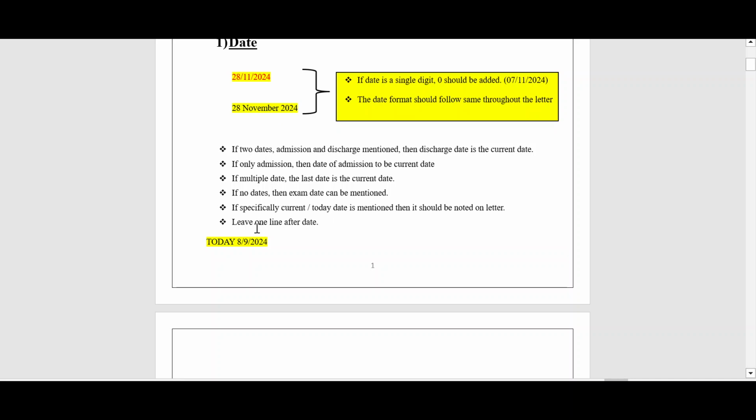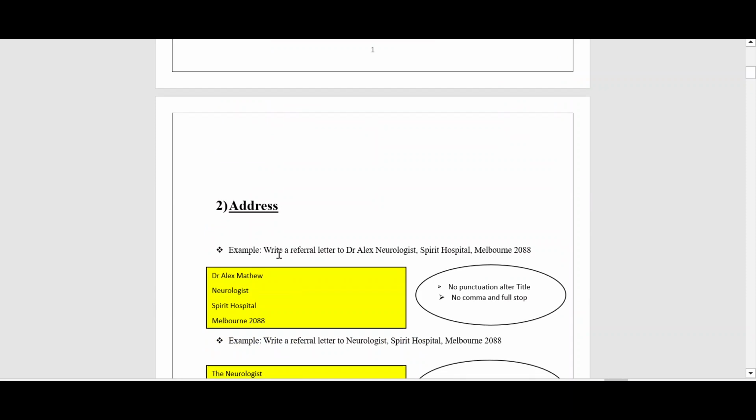But most of the time the exam always gives today's date, which is the date for the letter writing. Your letter writing date should be today's date. So now next is the address.